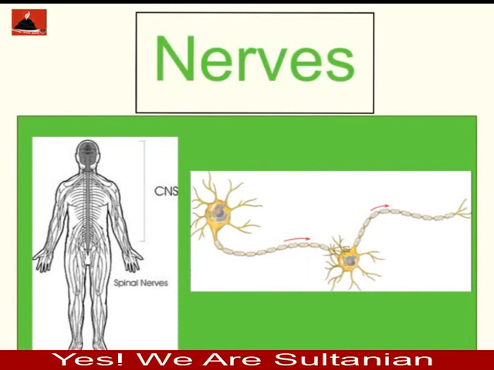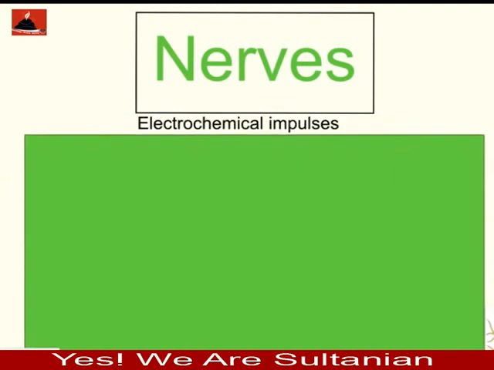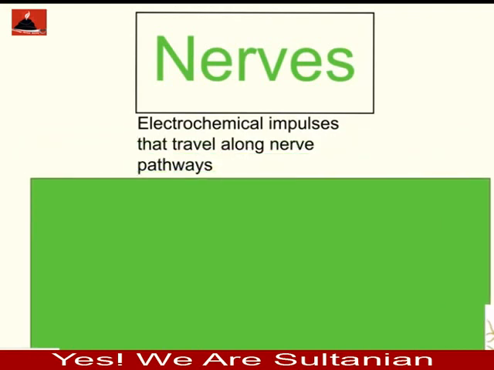Okay, so some things about nerves. I will need to move these things out the way. Nerves are electrochemical impulses. So where we've just looked at hormones controlled by the endocrine system, hormones are chemical messages, nerves are electrochemical impulses. So it's that electrochemical nature that allows them to be really quick. They travel along nerve pathways.